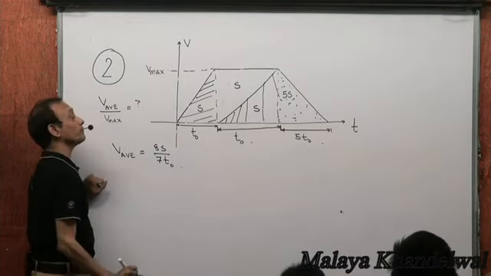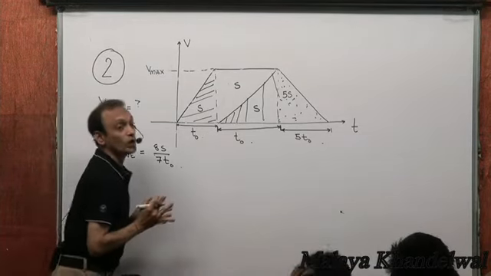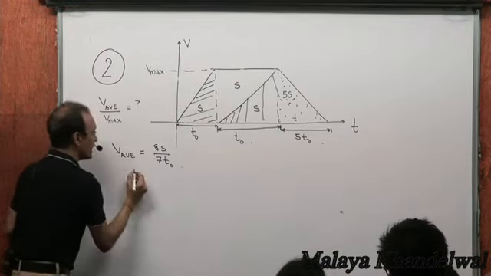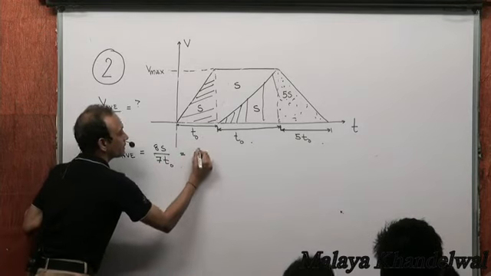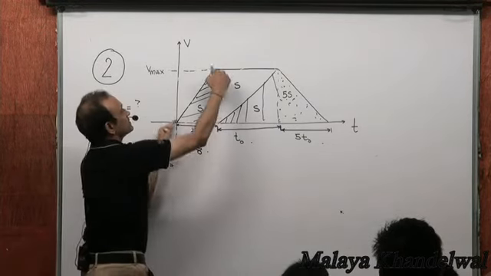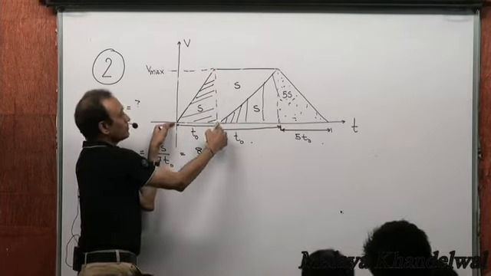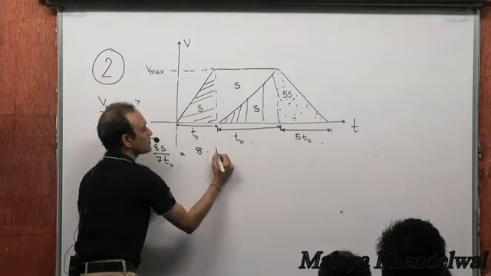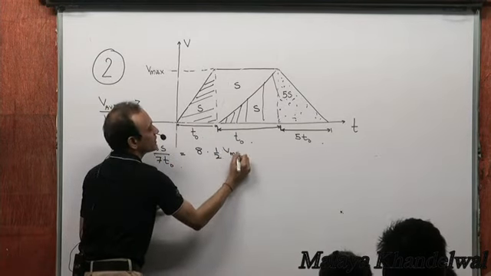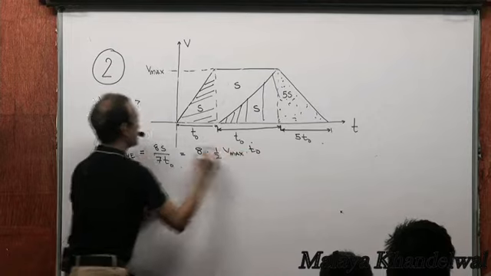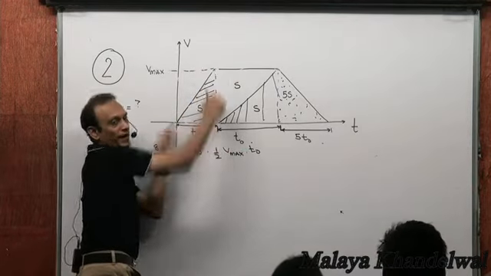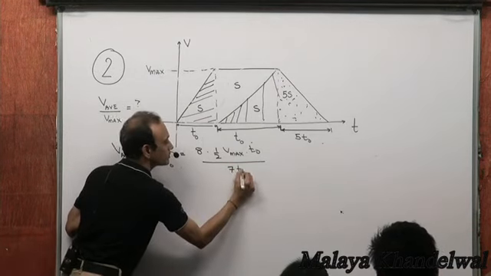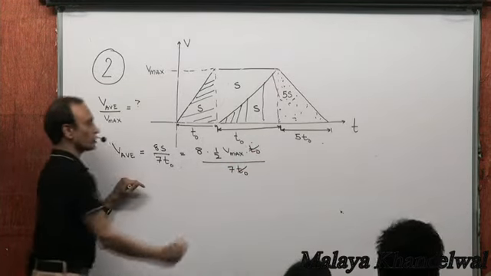Right? What about the maximum velocity? Realize that S, this area, is half of Vmax into T naught. So this S I replace by half of Vmax into T naught. Can I do this? This S can be replaced by half of Vmax into T naught divided by 7 T naught. T naught will get cancelled.